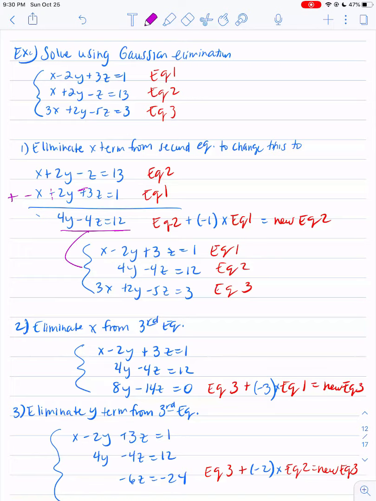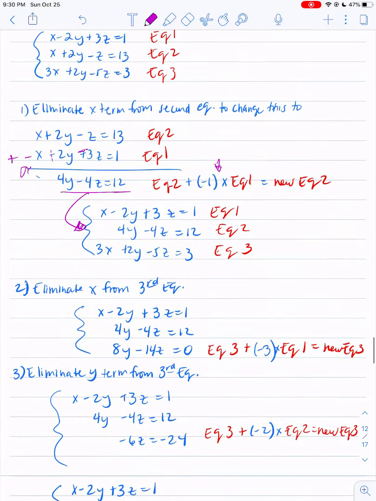So I put this as my new equation 2, and then I'm going to keep my equation 1 as it was before. I'm not going to change it by multiplying by -1. I'm just going to keep it how it originally was. Just change equation 2. So I have x minus 2y plus 3z equals 1, 4y minus 4z equals 12, and 3x plus 2y minus 5z equals 3.